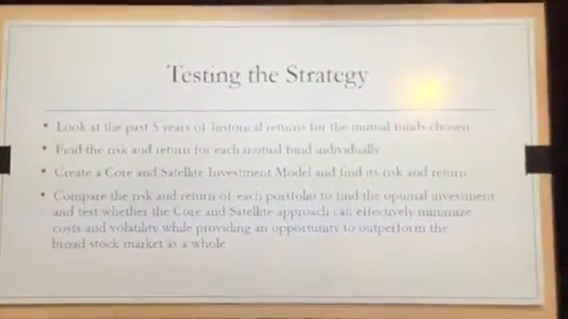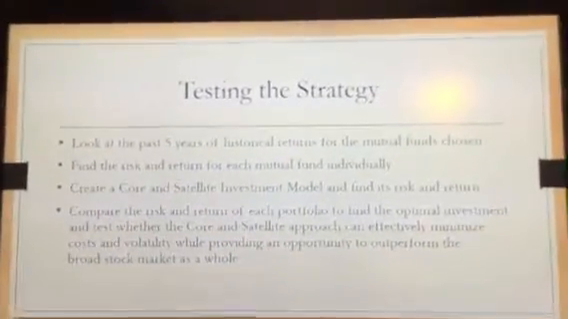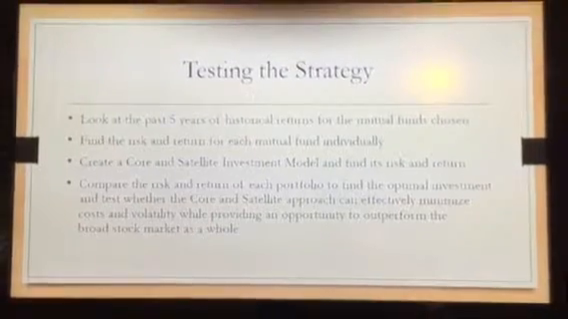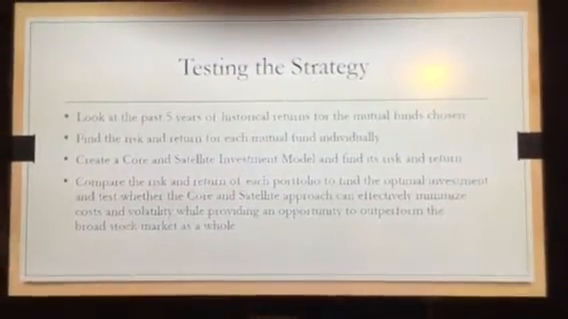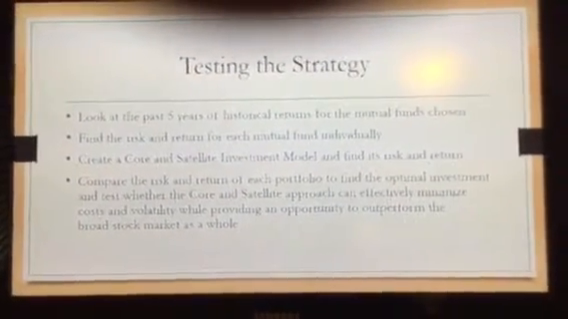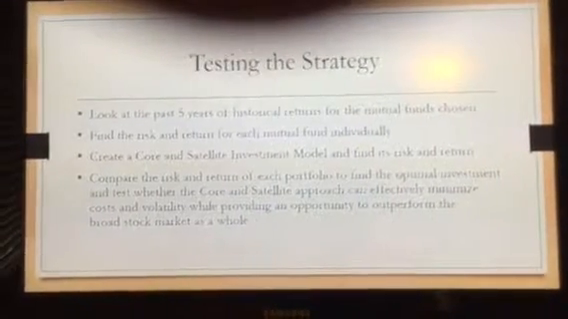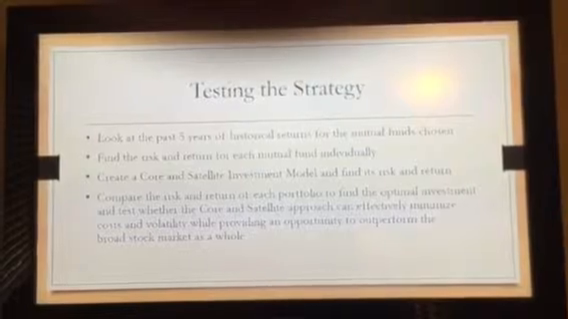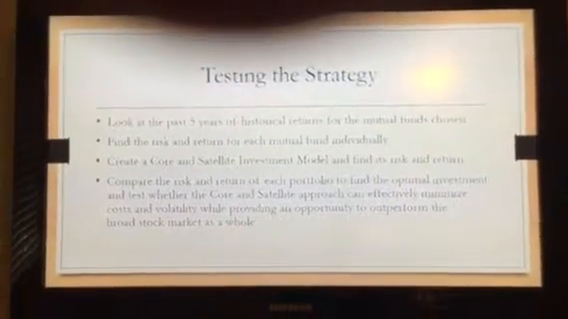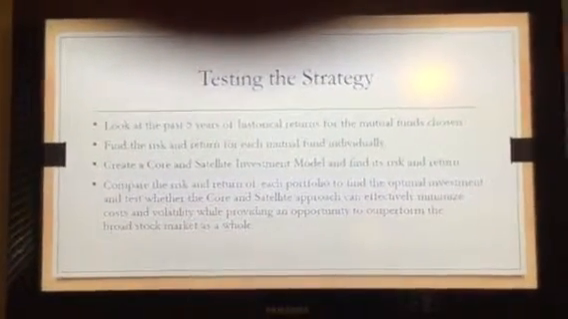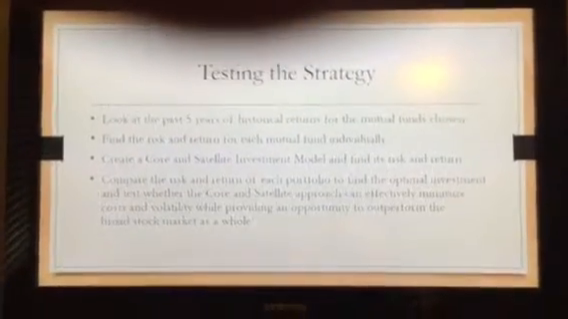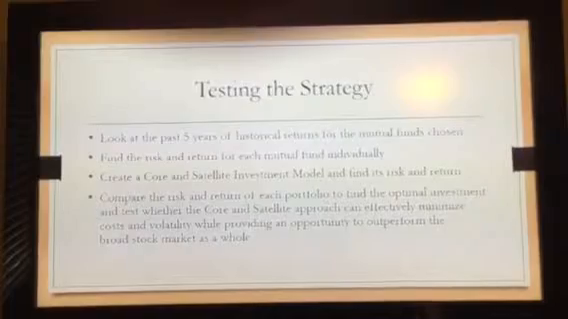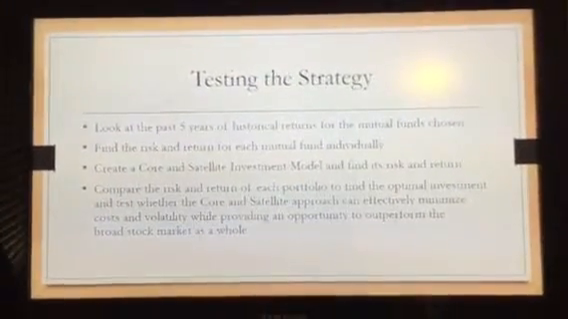In order to test this strategy, we'll take a look at the past 5 years of historical returns for the mutual funds chosen. We'll then find the risk and return for each mutual fund individually and create the core and satellite investment model to measure its portfolio's risk and return. Finally, we'll compare the risk and return of each portfolio to find the optimal investment and test whether the core and satellite approach can effectively minimize costs and volatility while providing an opportunity to outperform the broad stock market as a whole.